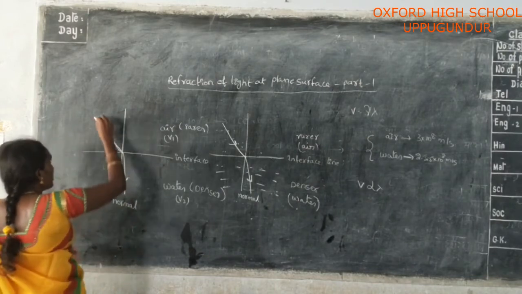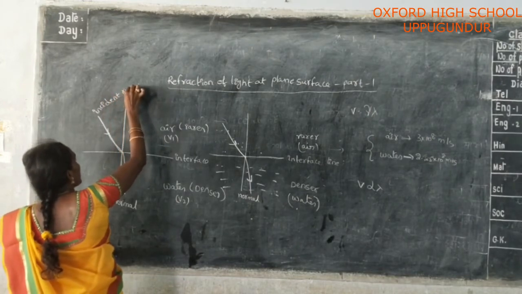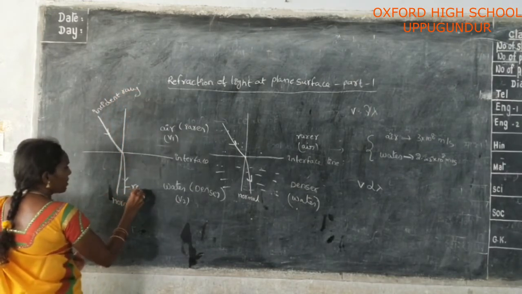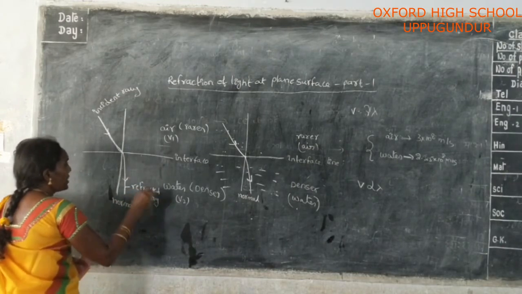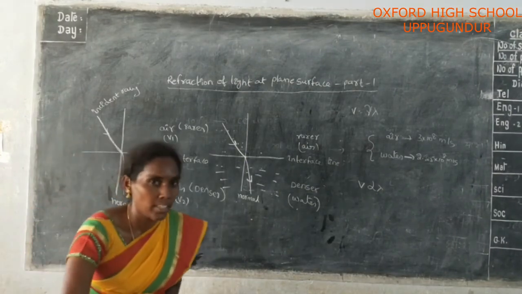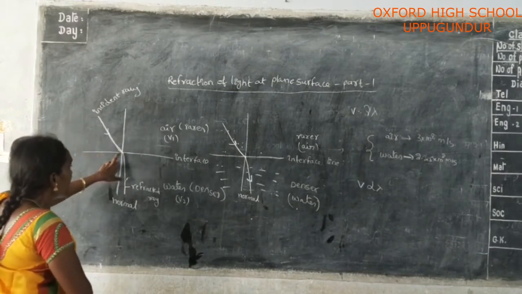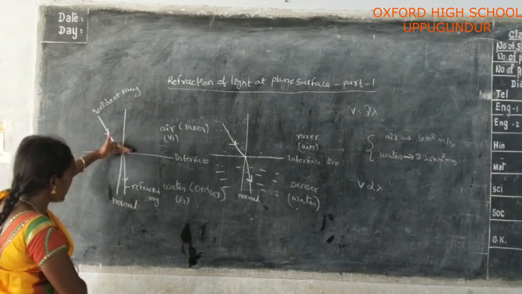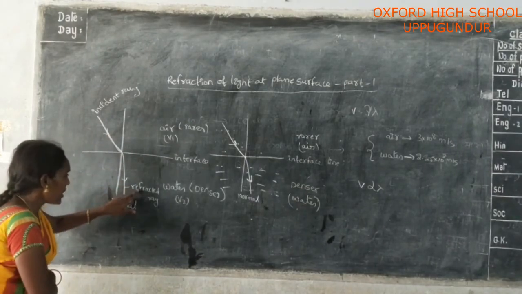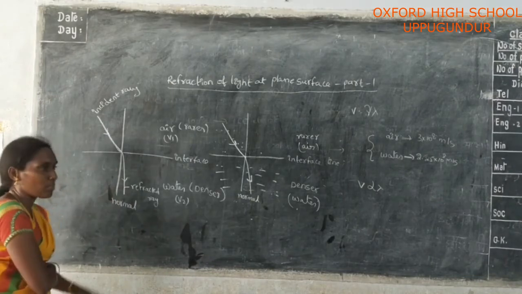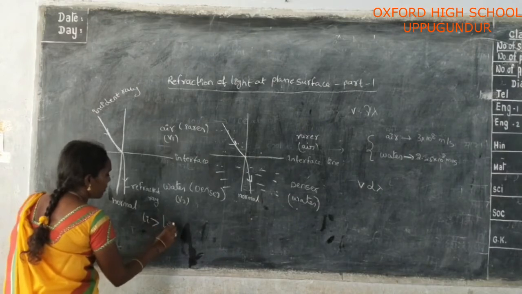Now listen carefully. This is the incident ray, and this is the refracted ray. When a light ray travels from one medium to another, here from air to water, at the interface the light ray bends, and after refraction it bends towards the normal. In this case, the angle of incidence is always greater than the angle of refraction.